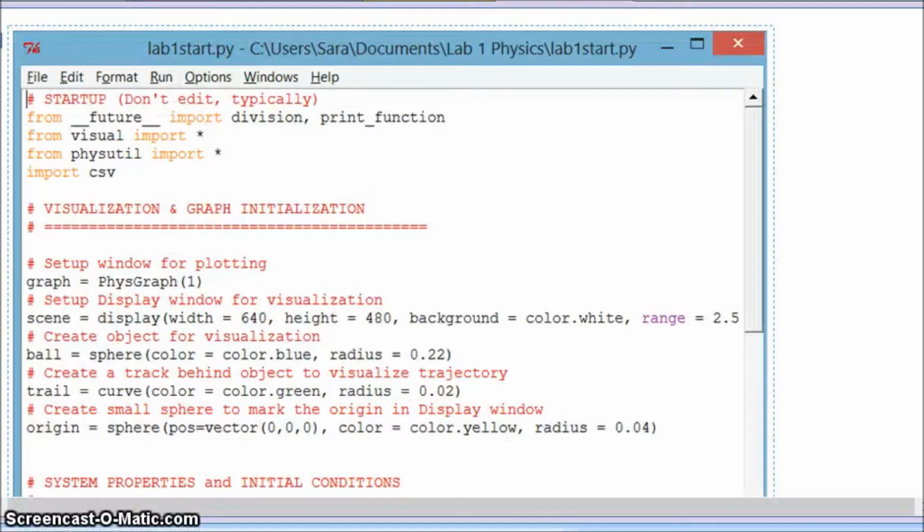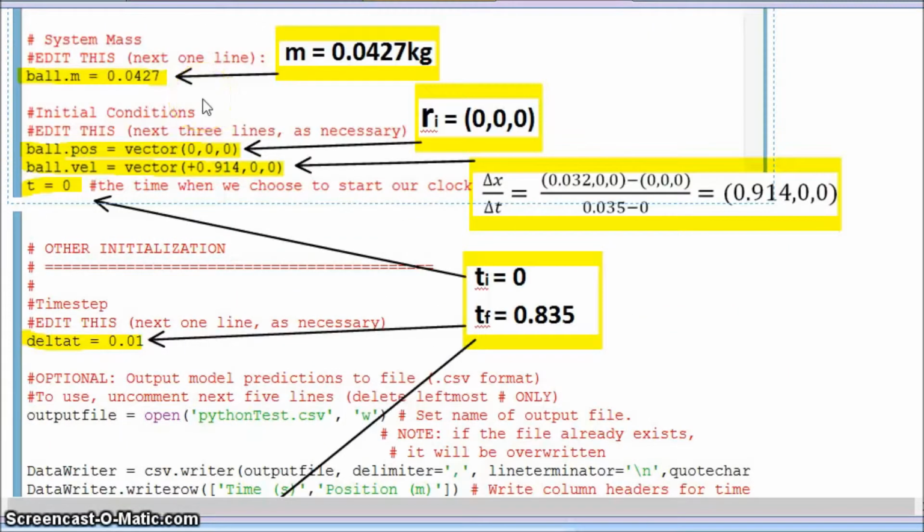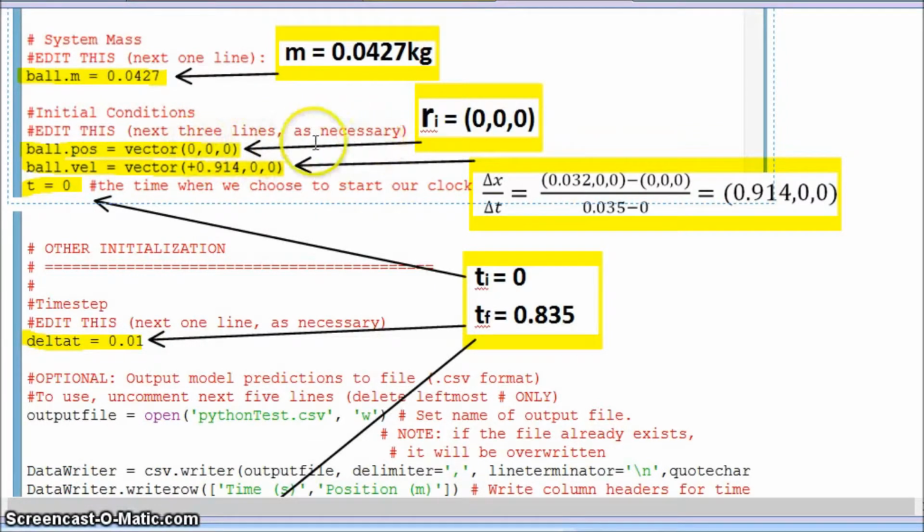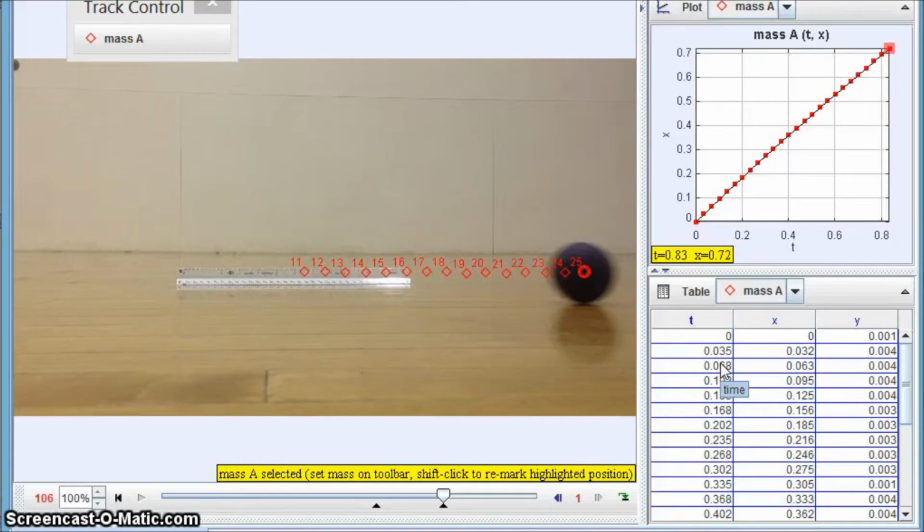We can model this motion by modifying code in VPython. First, we need to tell the program the mass of our racquetball, which we know to be 0.0427 kilograms. We get information for the initial position of our racquetball from the first line of the data table in Tracker, and we can put that information into the code right here. Information about the initial velocity of the racquetball comes from the first 2 lines of the data table in Tracker.